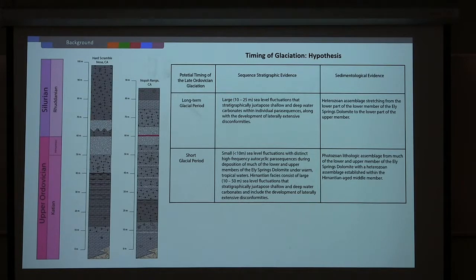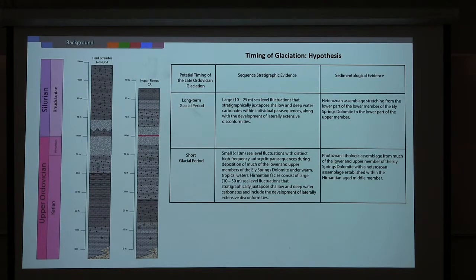Our next hypothesis is just the opposite, that we'd have a short glacial period. So what we would expect to see here are small, less than 10 meter sea level fluctuations occurring throughout the Cottian, and then large 10 to 25 meter sea level fluctuations throughout the Hirnantian, where we would have the apex of glaciation. We'd also expect to see the photozoan lithologic or carbonate grain assemblage.